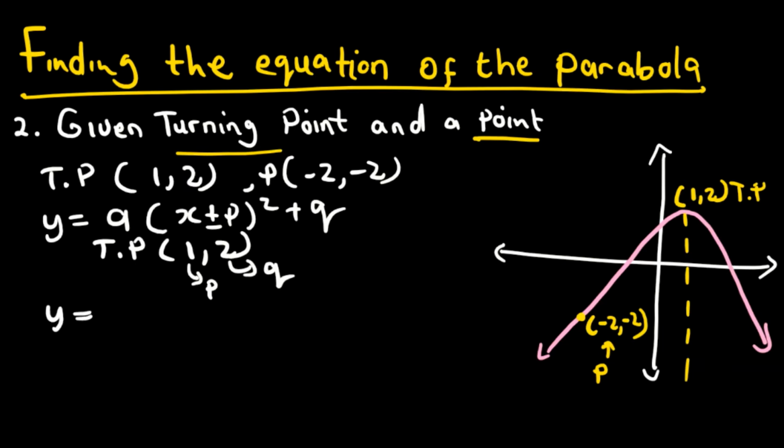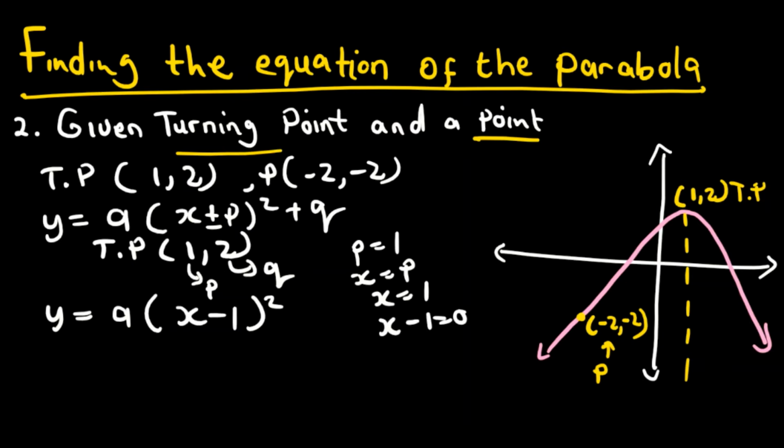So we're going to say y is equal to a into, because you're having p being equal to 1, it basically says that x is equal to p, right? The turning point, which in this case p is equal to 1, so x is equal to 1. When you write it inside the brackets, you're going to take the 1 to the other side, which will be negative. So it's going to be x minus 1 is equal to 0. So you're going to put x minus 1 here. And then your q value, which is the y value of the turning point, is given as 2. So it's plus 2. This is the equation of your parabola.